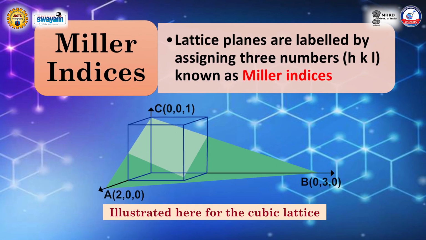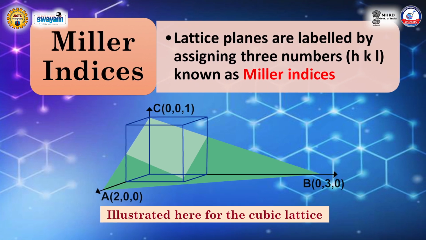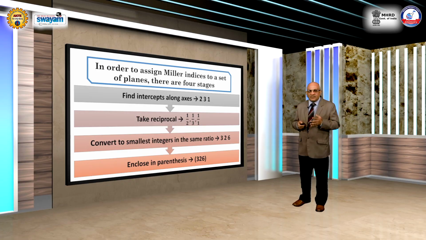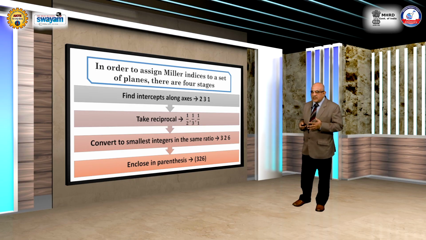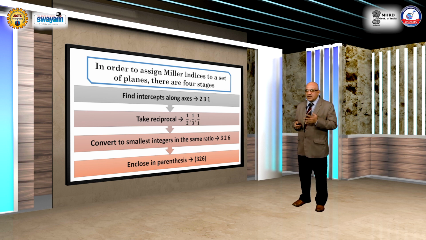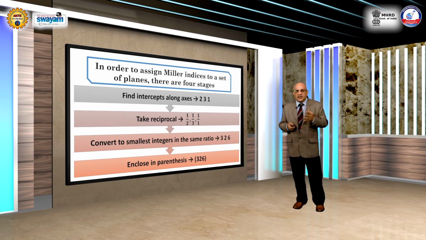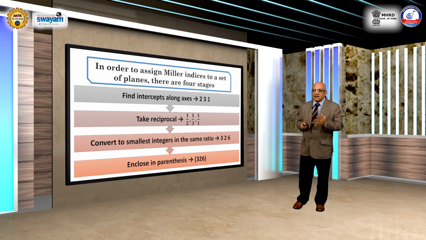And how do we find out? We look at the intercepts of these planes with the a, b, c axes. So, you can find out the Miller indices by first finding out the intercepts along each of these axes. Along the a axis the intercept is 2, along b axis it is 3, and along c axis it is 1. So, that is how you get 2, 3, 1.